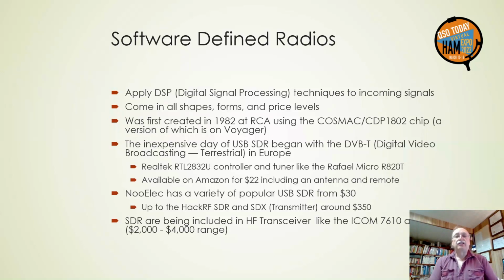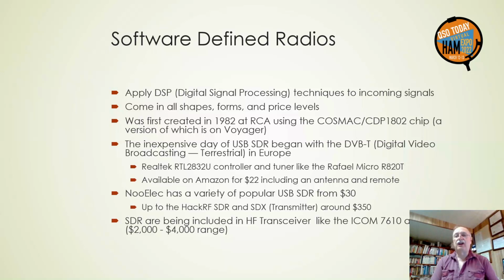Software-defined radios simply apply DSP, digital signal processing techniques, to incoming signals. They come in all shapes, forms, and price levels. It was first created in 1982 at RCA using the Cosmac CDP 1802 chip, a version of which is actually on the Voyager Explorers. The inexpensive day of USB SDR began with the DVB-T, digital video broadcast terrestrial, in Europe. And it typically includes a Realtek RTL2832U controller and a tuner like the Rafael Micro R820T.